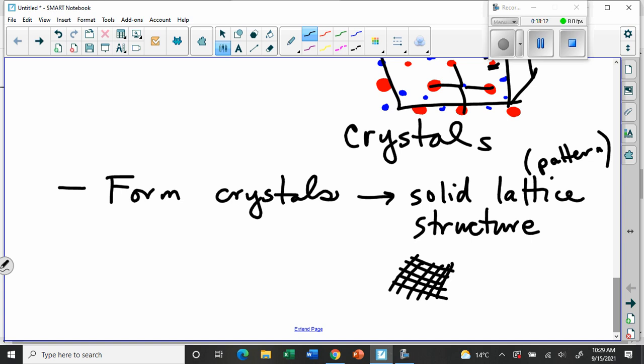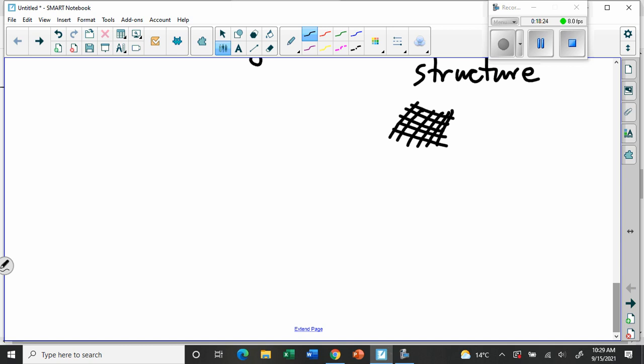Conducting electricity when they're dissolved, but not when they're not dissolved. Hard and brittle, and strong bonds, very strong bonds. Okay, so the last thing would be some examples.